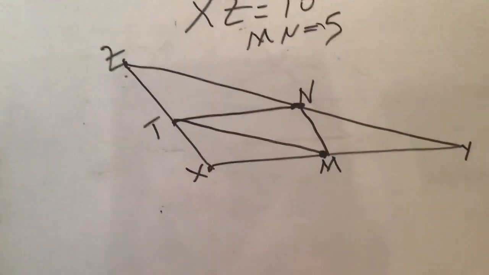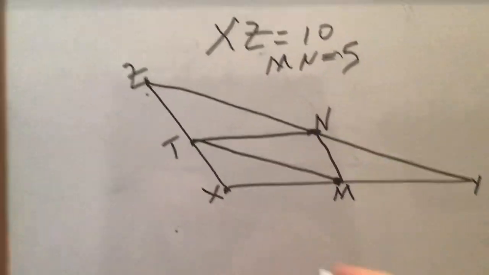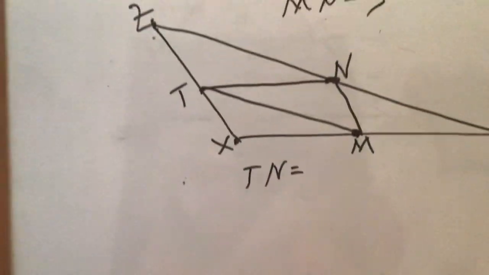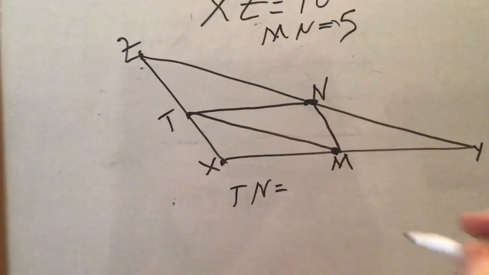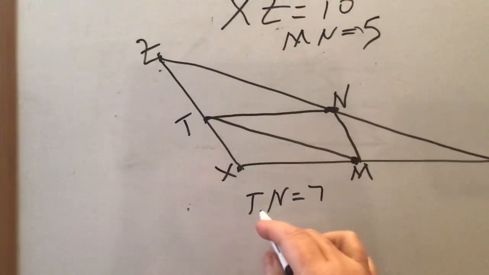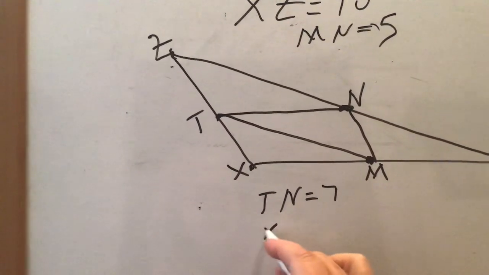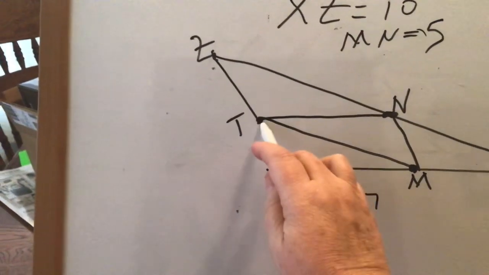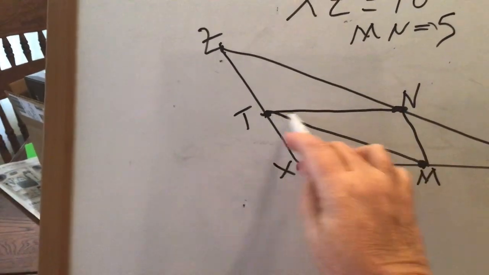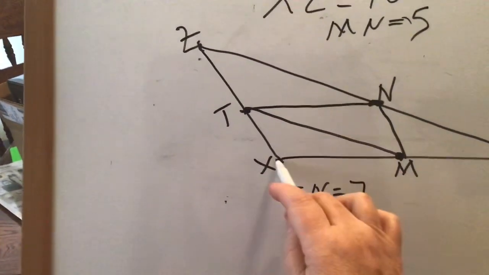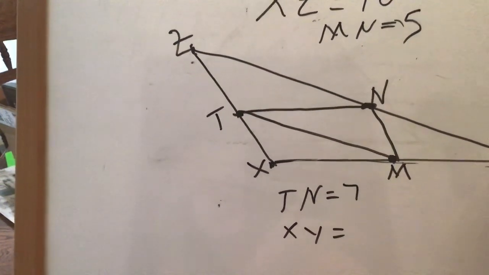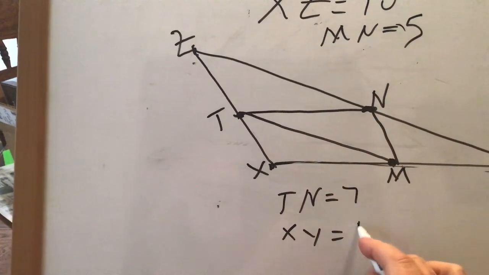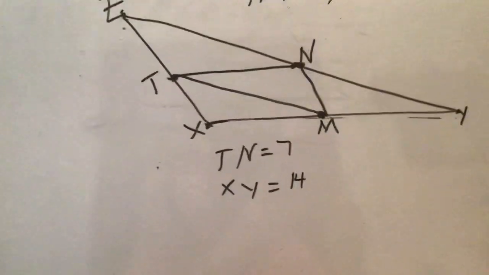Okay, so then the next question is, if TN equals 7, then XY equals, okay, so TN is from here to here, so that's the midpoint going this way, so it's going to be 1/2 of this bottom piece right here. So XY is going to equal twice TN, so it's going to be 14.